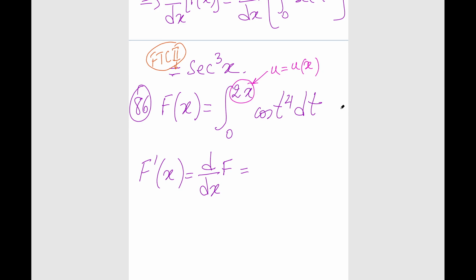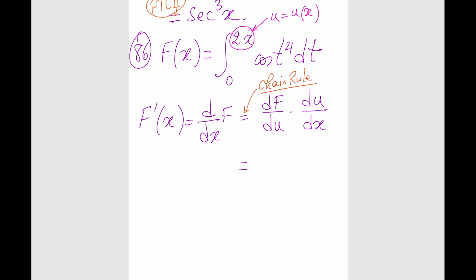Because, look, f now is a function of u, which in turn is a function of x, right? So if you want to differentiate with respect to the ultimate variable, which is x, differentiate the function f with respect to u, and then multiply by the derivative of u with respect to x. Right? This is the chain rule here. One more time, chain rule. Okay.